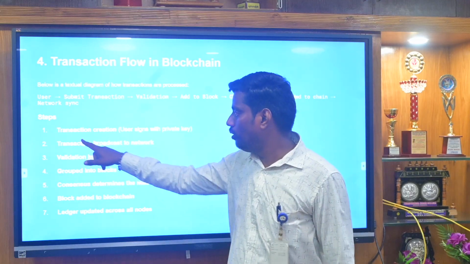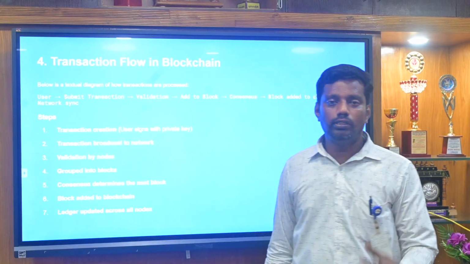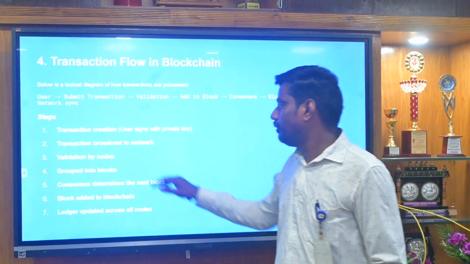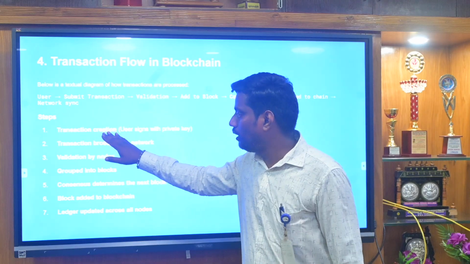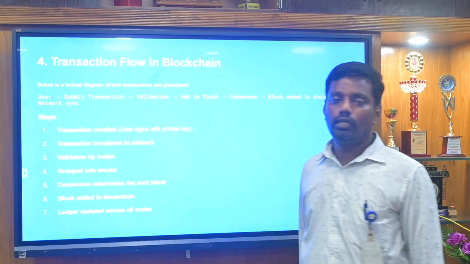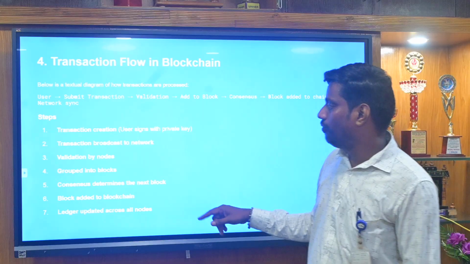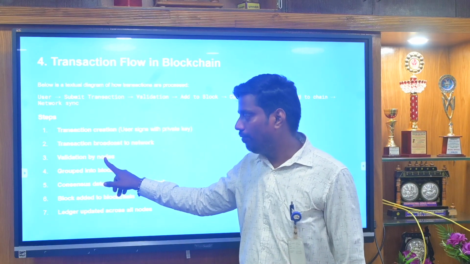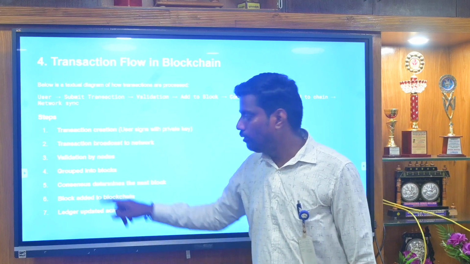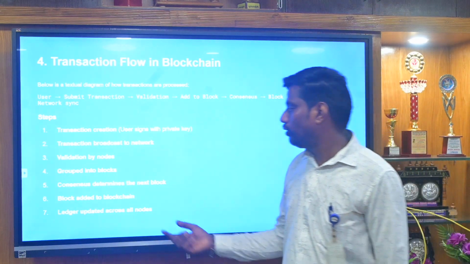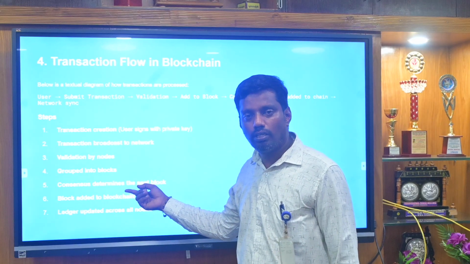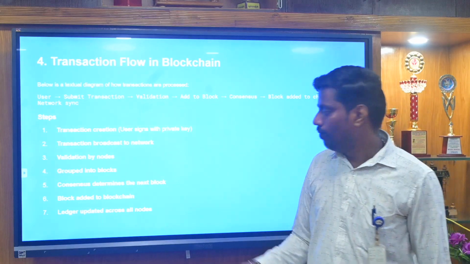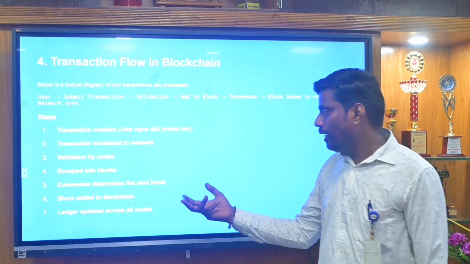And outside, I am going to tell you about transaction creation. Once the user makes some changes or does some transactions, first the transaction is created. Once the creation is over, the transaction is broadcast to the network, and thereafter the data is validated by the nodes. Once the nodes validate the data, it is grouped into blocks, and those blocks go for the determination of the consensus mechanism, whether the block has any privacy security mechanism. And next is the block added to the blockchain.